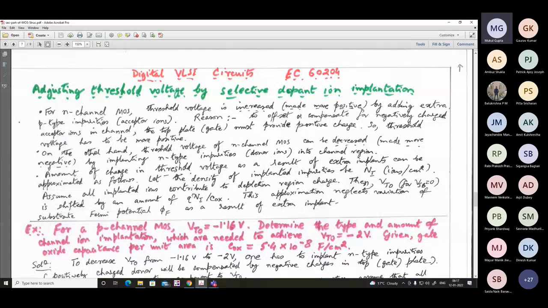That means if the ion implantation process takes place, and the density of implanted impurities is Ni ions per unit area, then we can calculate how much change in the threshold voltage it will result. That is equal to QNi by Cox. Charge by capacitance gives you voltage. This approximation neglects the variation of substrate Fermi potential as a result of extra implant. Yes, that is true, we neglect it.